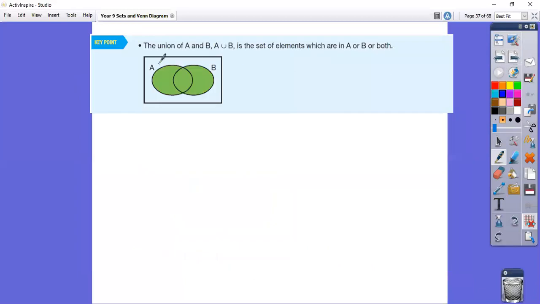Okay? So the key points: the union of A and B is written like this funny looking U shape. Remember, that's a union. This is intersect. The union is a set of elements which are in A or B or both.